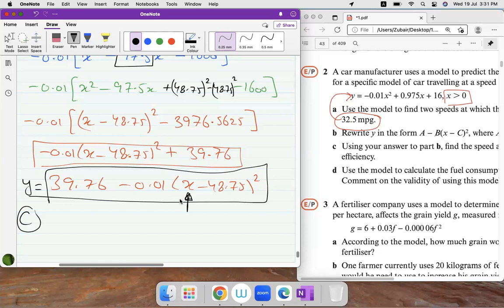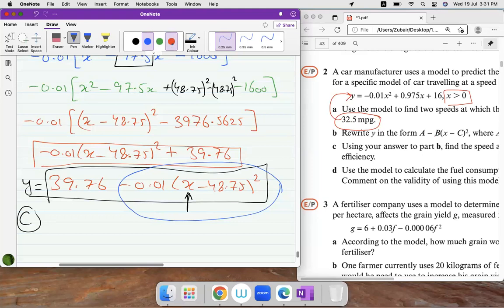Now, would fuel efficiency be greatest at 0? No. Why so? Think over it. When you use the value of X as 0, this will be negative 48.75 squared multiplied by 0.01. This is something which will be subtracted from 39.76, right? So greatest fuel efficiency will be the value when this expression as a whole is 0. So you get 39.76. Will you ever get an answer more than 39.76?